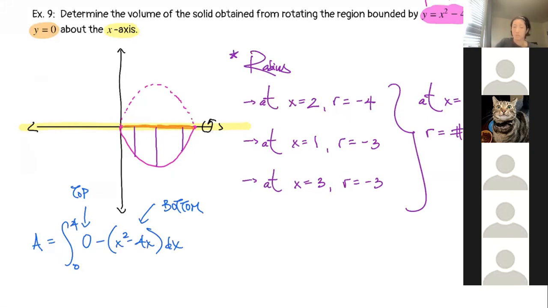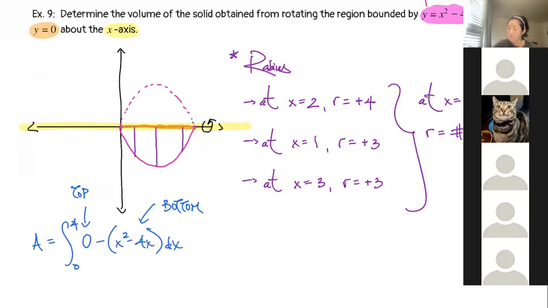Well, I would argue that we potentially, and by potentially, I mean definitely, made that same mistake when we were trying to figure out the radius. So at x equals 2, I would say the radius is not negative. What should that radius be? Ah, it is positive 4. Okay. So let me go back in and do a positive 4. That means that at x equals 1, the radius is not negative 3, but positive 3. And at x equals 3, the radius is positive 3.